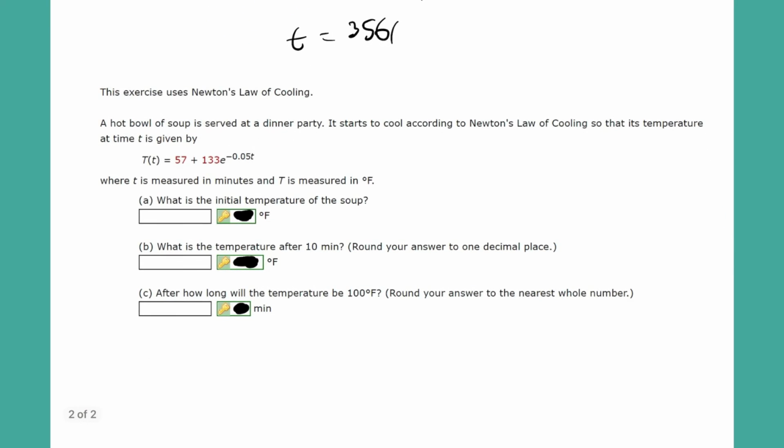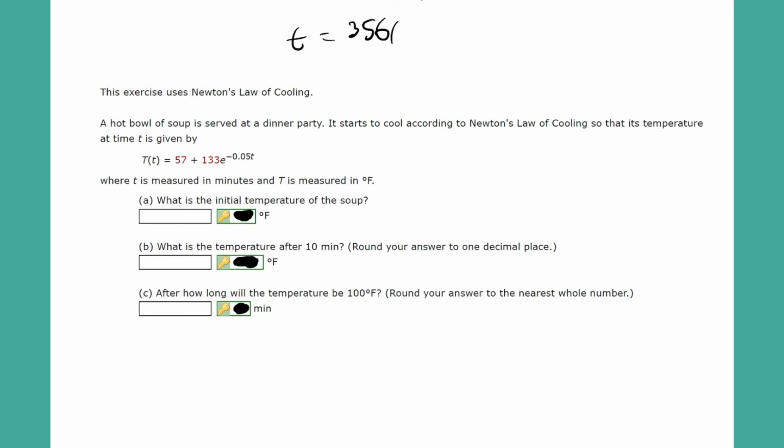The last problem is about Newton's law of cooling. This problem says a hot bowl of soup is served at a dinner party. It starts to cool according to Newton's law of cooling so that its temperature at time t is given by this function, where t is measured in minutes and big T is measured in degrees Fahrenheit. What is the initial temperature of the soup?